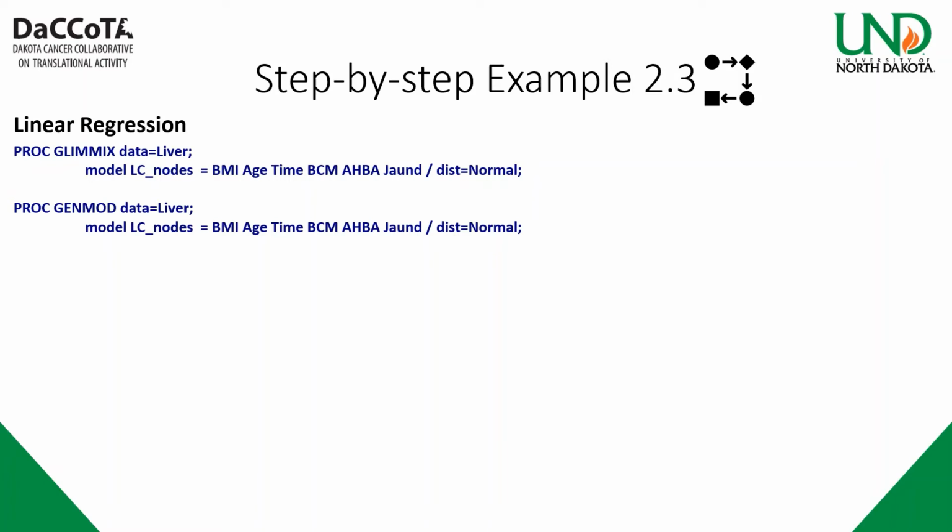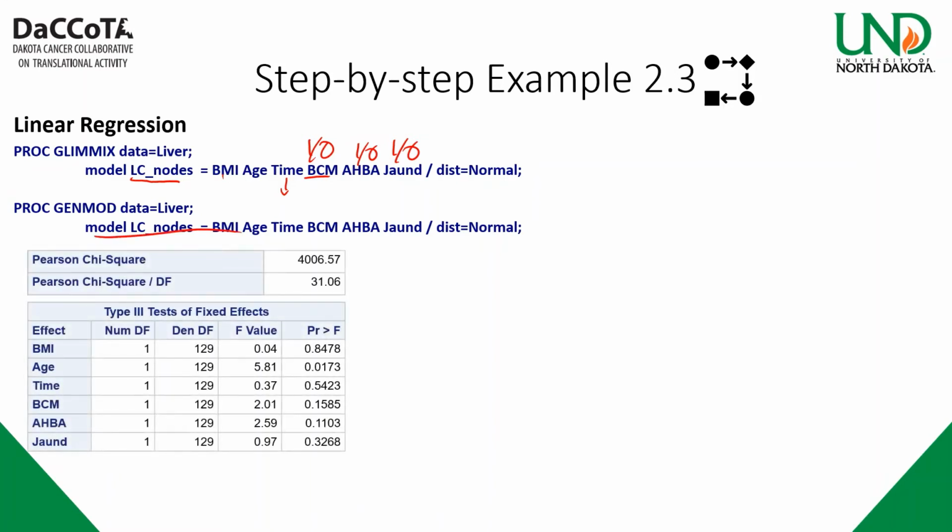So we're going to use this liver data. It's the number of these liver cancer nodes and a bunch of other variables. So we have body mass index, age, time since diagnosis of disease in weeks. This is some biochemical markers, modeled with 0 and 1. These are anti-hepatitis B antigens, so that's again 0, 1 data, yes, no. And then presence of jaundice, yes, no. So normal distribution, don't worry too much about that. And then this is going to be very similar, the same model in proc GenMod.